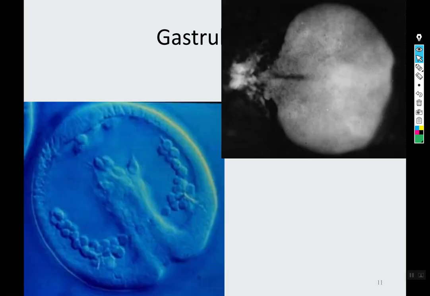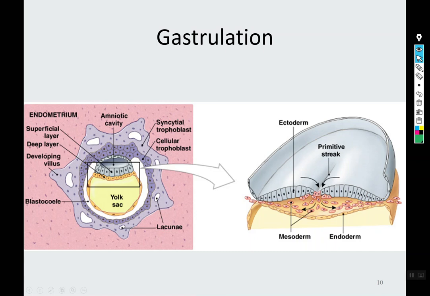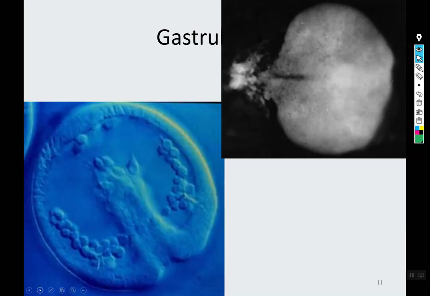So what we just looked at is the top view and a little bit of the side. This is what it actually looks like. So this is going to be the primitive streak right here, and this right here. And you can see these cells moving down and in, and then these are going to be mesodermal cells here.